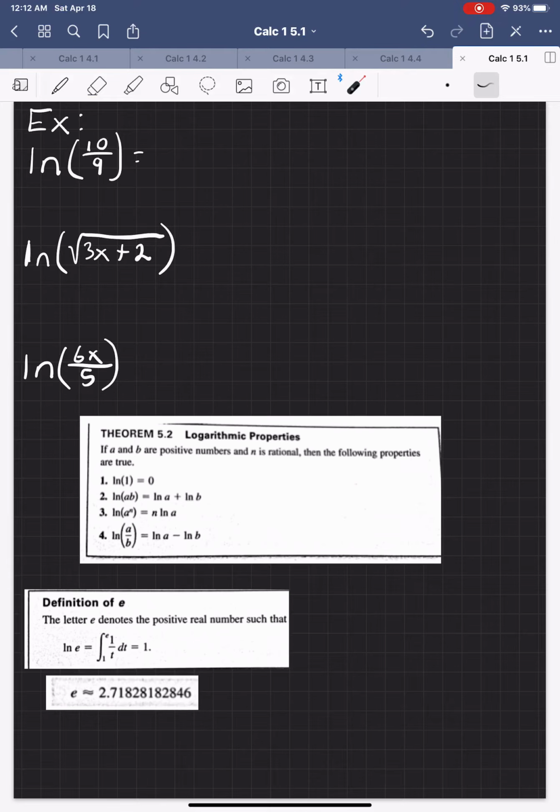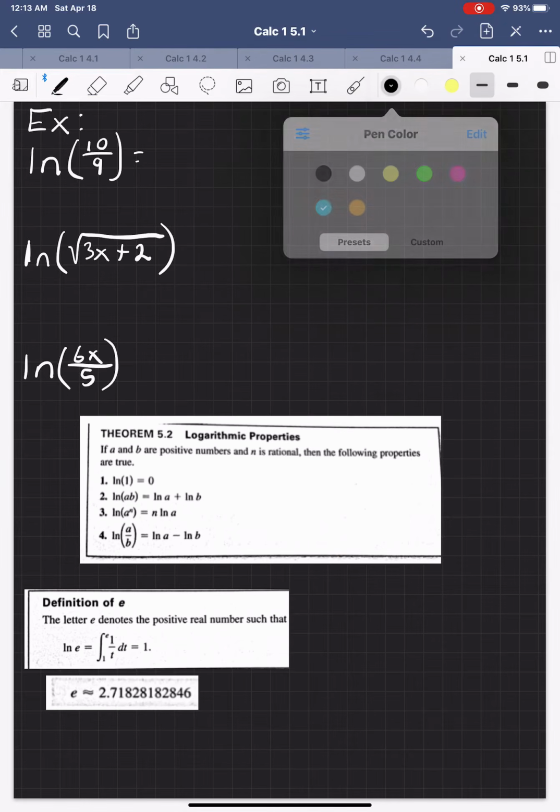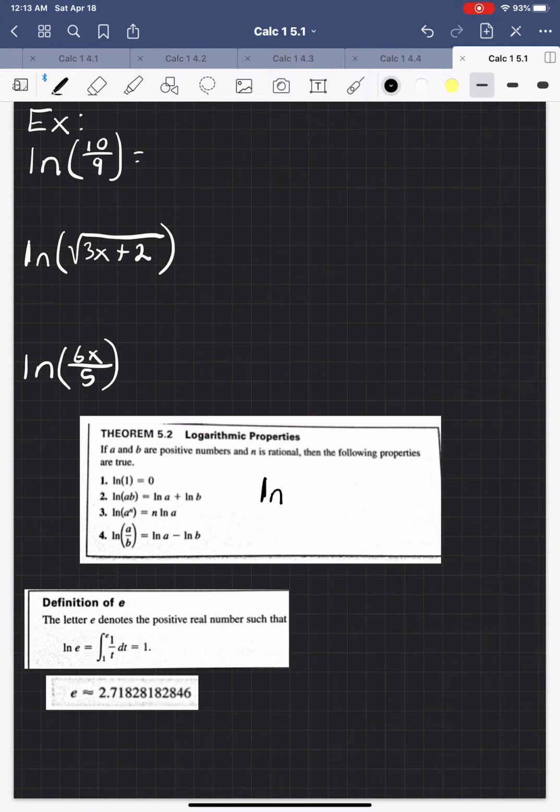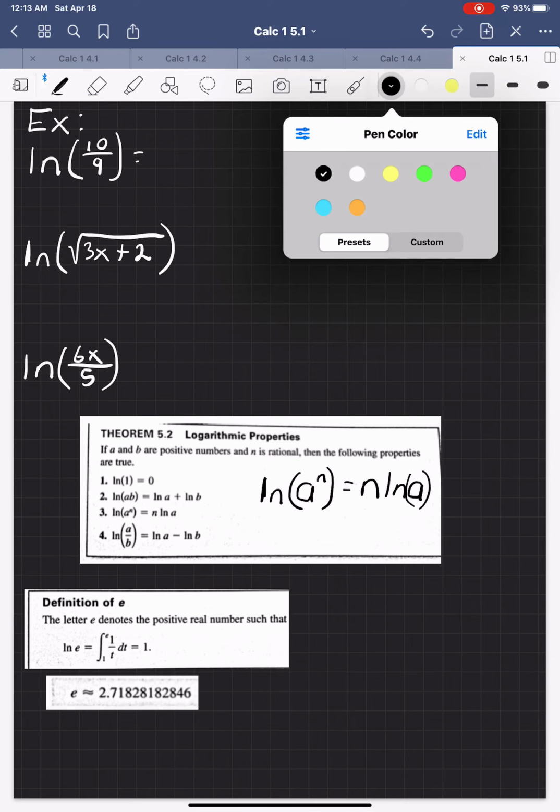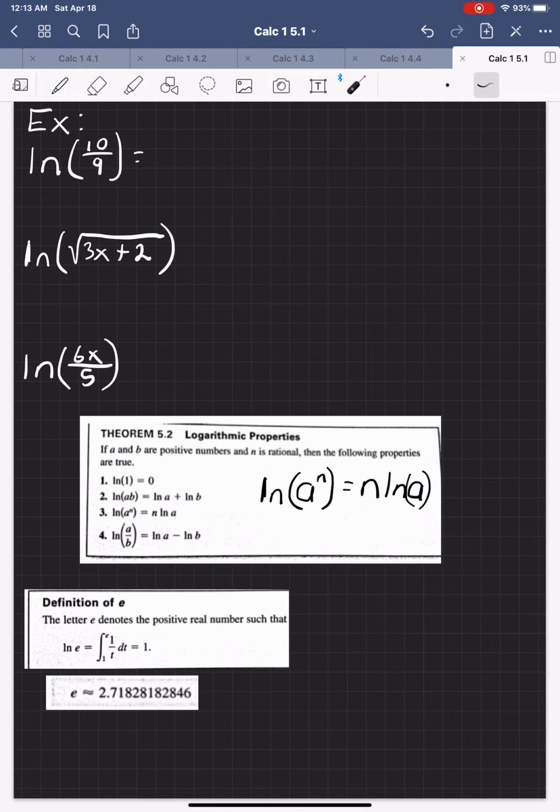And one of the most amazing and helpful properties of logs is this guy right here. The fact that ln of A to the power of n is equal to n ln of A is one of the most helpful facts of these log properties.